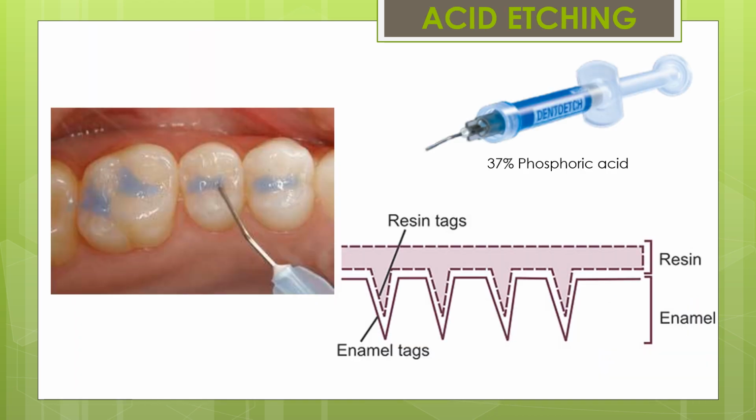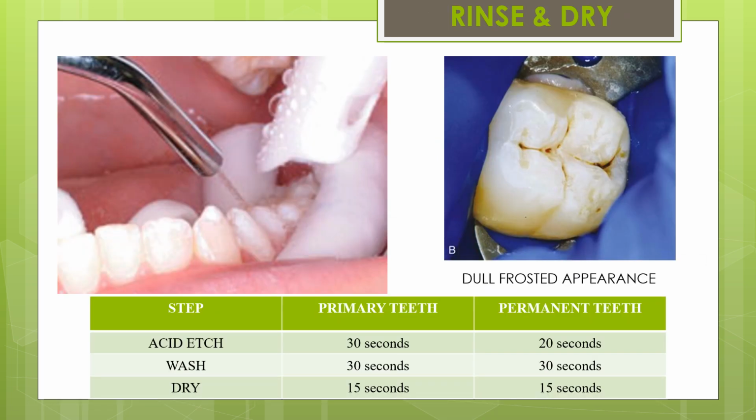Moving on to acid etching. We are going to use 37% phosphoric acid for acid etching, and this in turn is going to produce microscopic porosities on the enamel surface. So how long do we etch? We can etch for 30 seconds for primary teeth and 20 seconds for permanent teeth. Followed by acid etching, we have to wash the tooth surface for 30 seconds. Once you have washed and dried the tooth surface for another 15 seconds, we will get a dull frosted appearance. A properly etched tooth surface will have this dull frosted appearance.